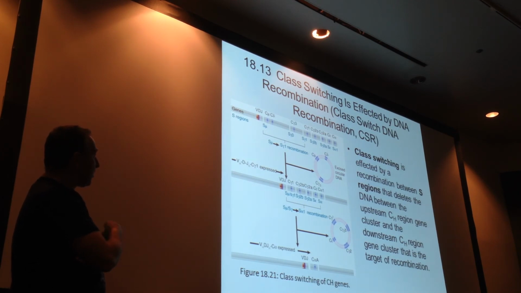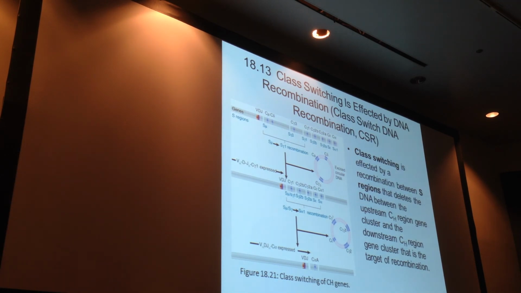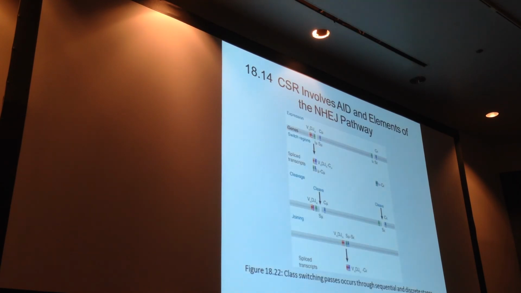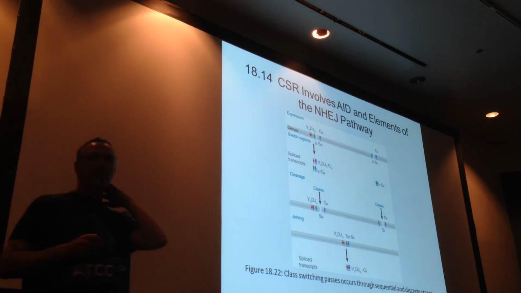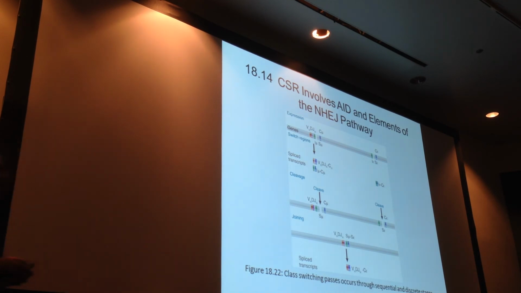And you've just expressed gamma 1. So this is where you recombine between different constant regions. Class switching involves two other proteins. You involve AID and non-homologous end joining pathways. I won't test you on it, but what I want you to know is that there are other recombination mechanisms that exist in the cell in order to create DNA deletions.